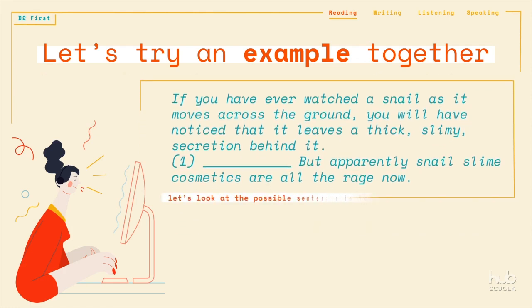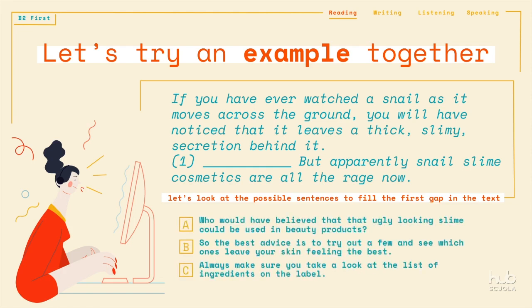Now, let's look at the possible sentences to fill the first gap in the text. In this example, we will only look at 3 sentences, but in the actual test, there will be 7 sentences, 6 of which you will need to place within the text, and 1 of which will not be used. This excerpt talks about the slime from snails, and then says that snail slime cosmetics are currently quite popular. If you follow the logic of the article, the sentence that would best fit the gap would be A.